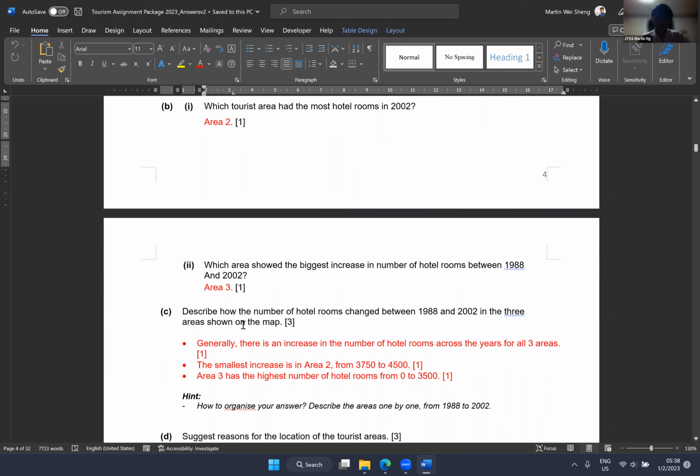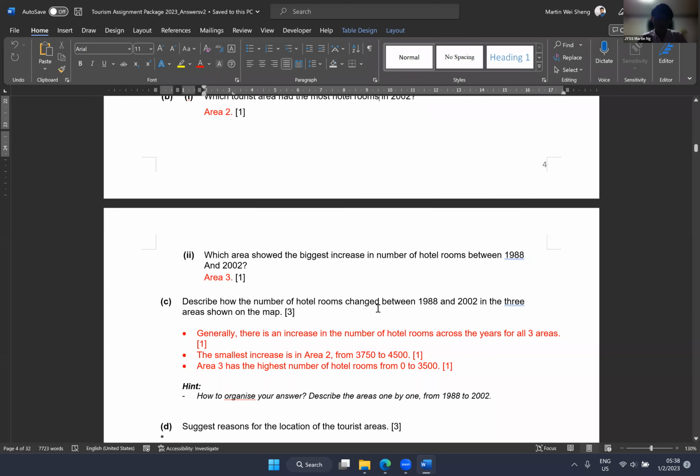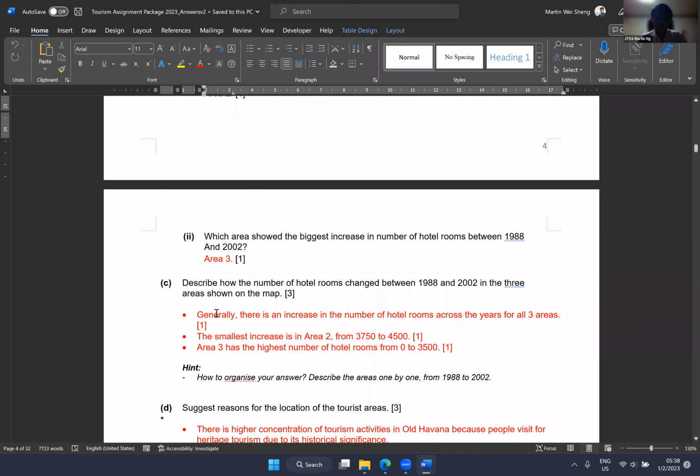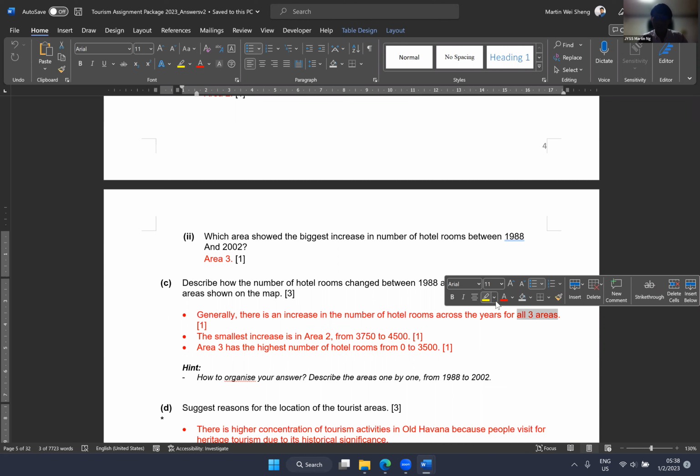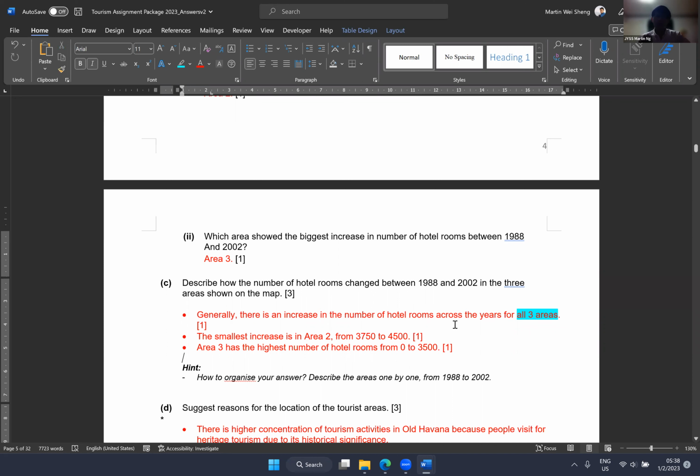Okay. Next question, describe how the number of hotel rooms change between these 2 years. So we follow GAS in general. That's an increase in the number of hotel rooms across all 3 areas, right? So general is always the overall pattern, right? So we notice that overall in 3 areas, there's an increase in number of hotel rooms.